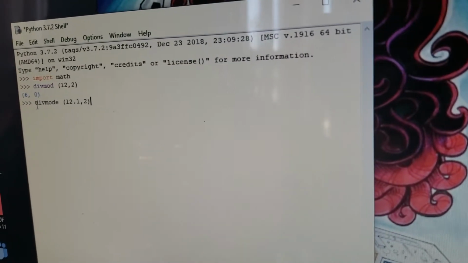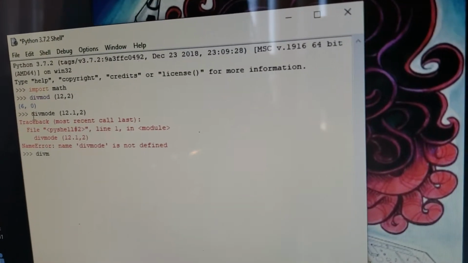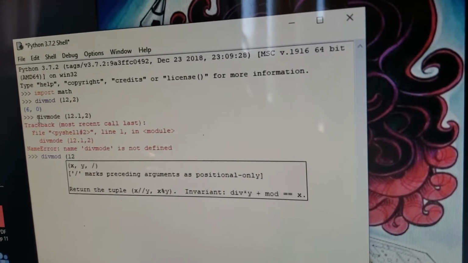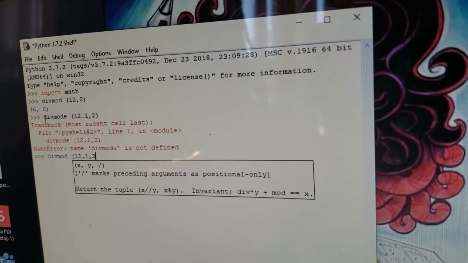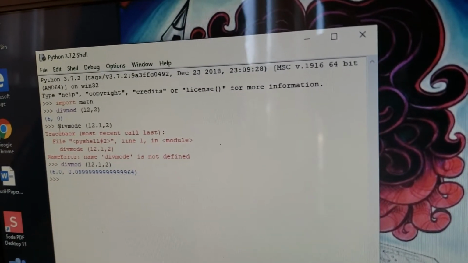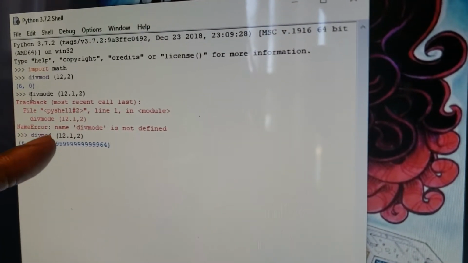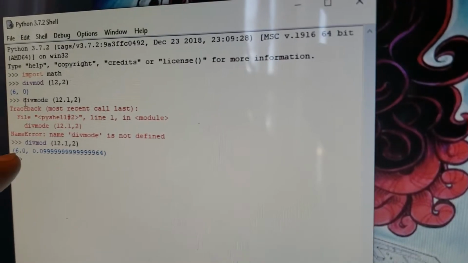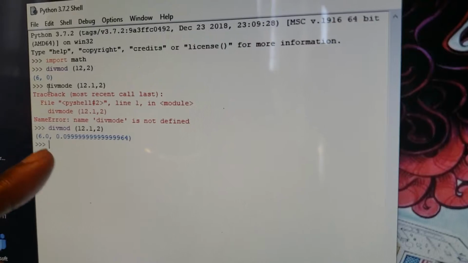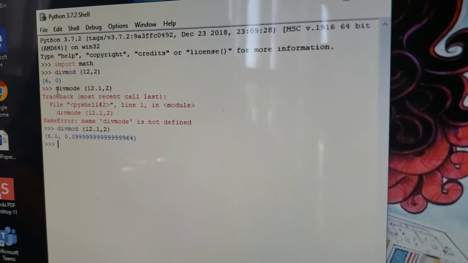So when we use a float and an integer, I did divmode. It should be divmod. See how it tells you the mistakes that you're actually making as you make them? So how do I know if that is actually true? It tells me that when you divide a float by an integer, you get a float. It gives you a float, and then it gives you the remainder of whatever that float is divided by 2.